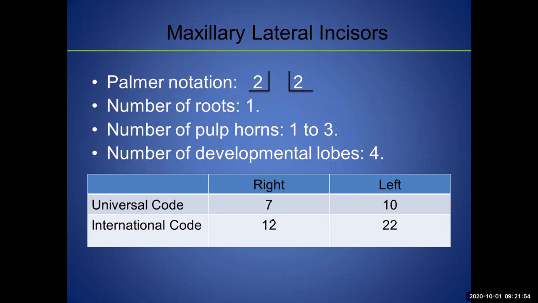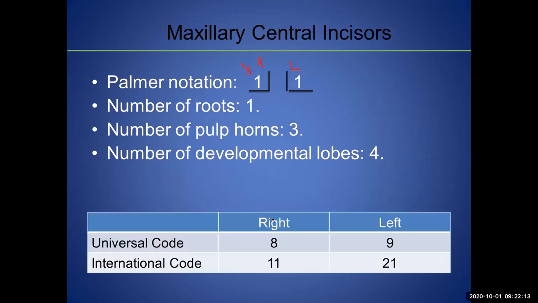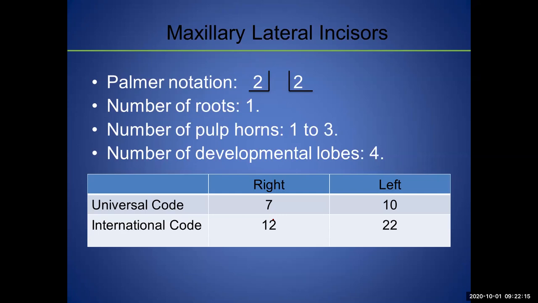Okay, maxillary lateral incisors are the second tooth in each quadrant. It has one root. The number of pulp horns are 1, 2, 3. How many does the central incisor have? Three. Okay, again, useless information for us. Totally useless. Number of developmental lobes, 4.